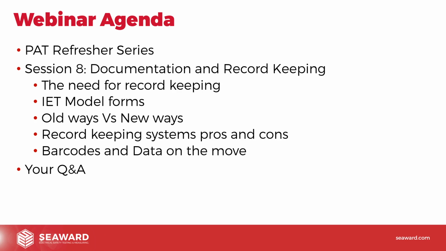So we're going to start off by having a look at the need for record keeping. We're going to have a close look at the IET model forms, old ways versus new ways of record keeping, record keeping systems, pros and cons, barcodes, and data on the move. So really a good overview of the whole subject of record keeping. And then at the end, if there's anything we haven't covered about this or anything else PAT related, it's time for your Q&A.